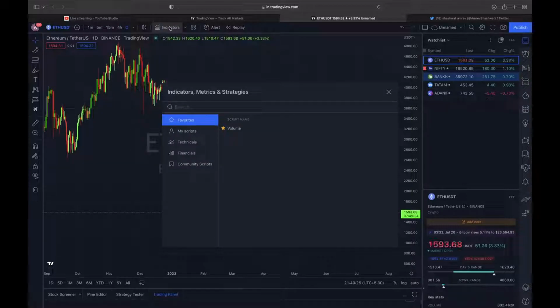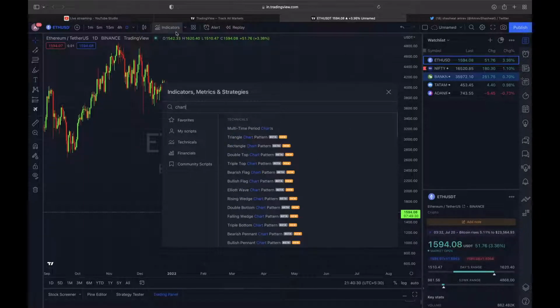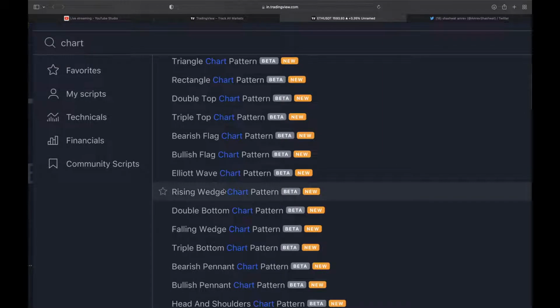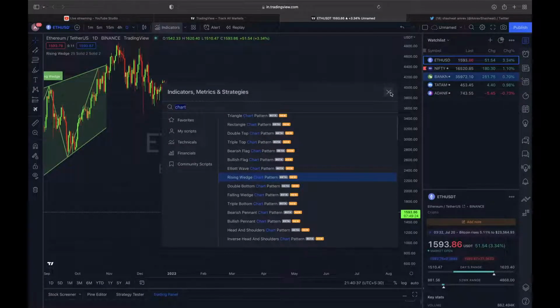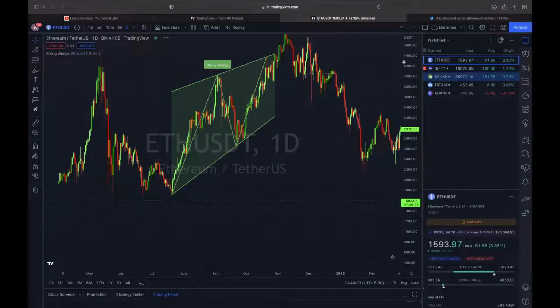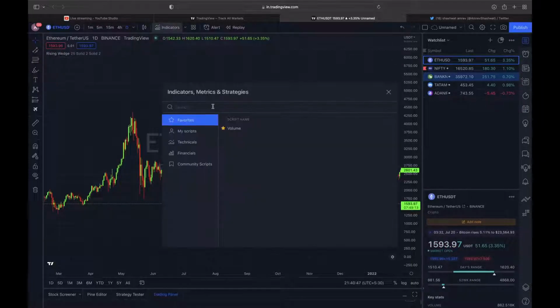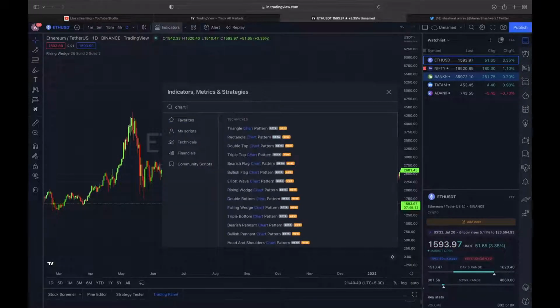So for example, you want a particular chart pattern: bullish flag, triple flag, double bottom, rising wedge, Elliott wave. So for example, rising wedge you want to see. See, rising wedge, it is already made over here. So it will guess automatically, but you have to point out which figure. So what you can do is you can put all at once. That is the good one.